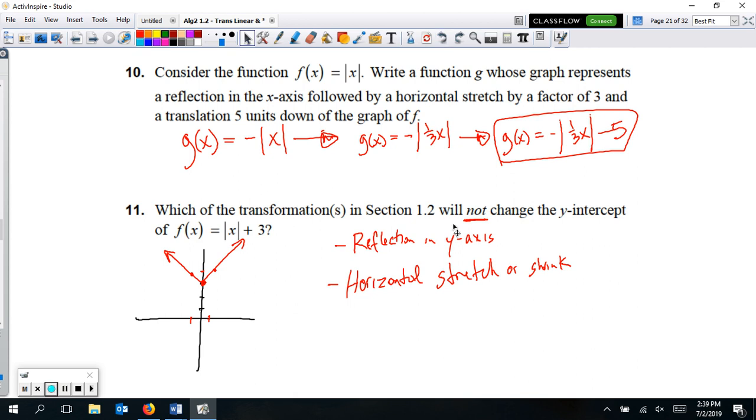So those are the transformations. There's kind of like 3 of them: reflection in the y-axis, horizontal stretch, and horizontal shrink. That would not change this 3.